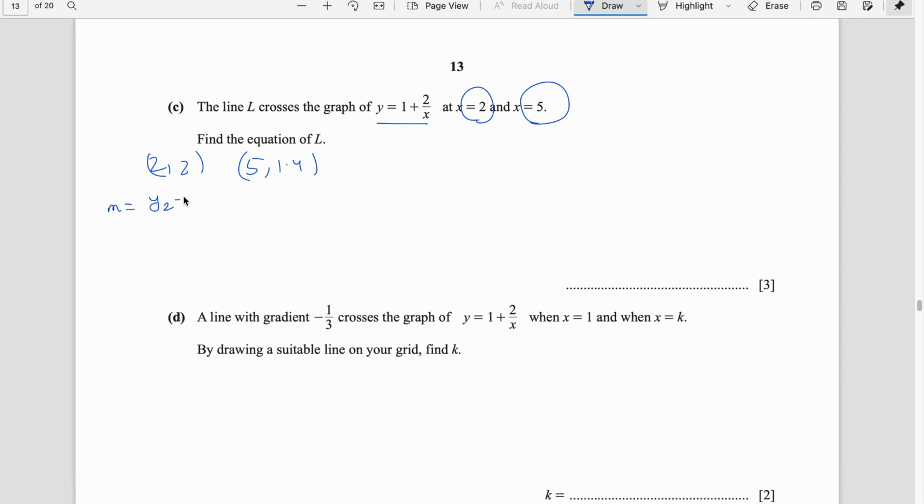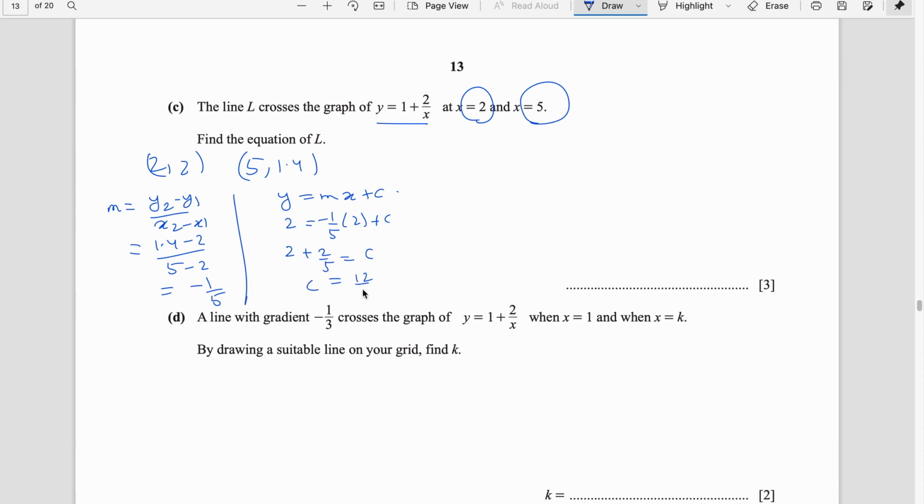Gradient is y2 minus y1 over x2 minus x1, and the gradient is negative 1 over 5. Now y equals mx plus c. Use any of the points. I'm using this: 2 equals negative 1 over 5 times 2 plus c. So 2 plus 2 over 5 equals c. c is equal to 12 over 5.